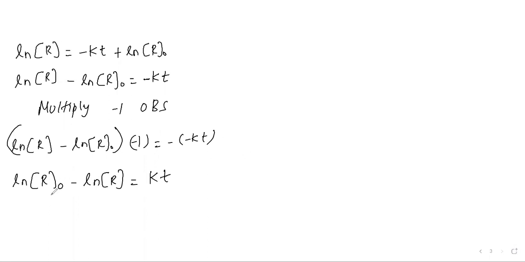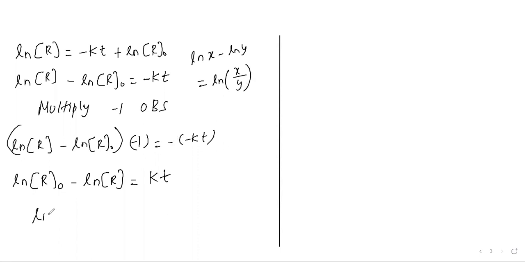This one, how do we write? This is ln of a minus ln of b. ln of a minus ln of b is ln of a by b. Log a minus log b is the same. The difference between log and ln is that for ln the base is e, for log the base is 10. So ln of x minus ln of y equals ln of x divided by y. So this one can be written as ln of r naught divided by r equals k into t.